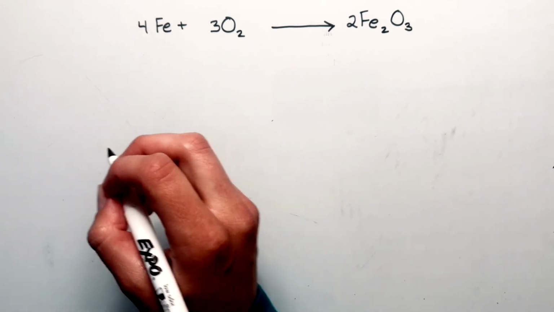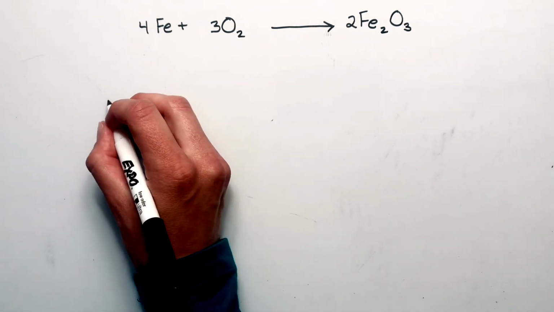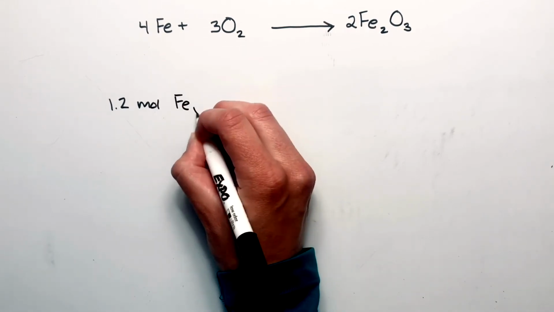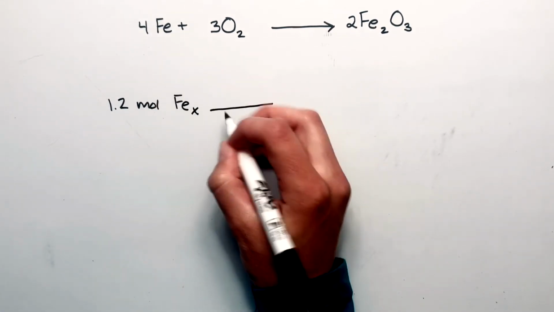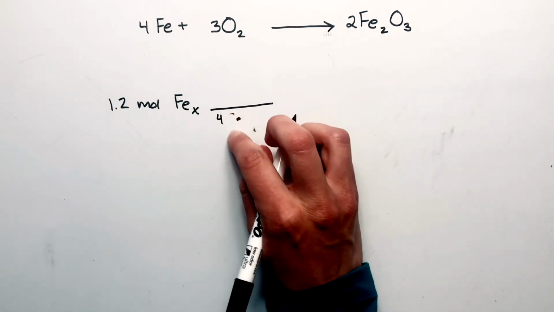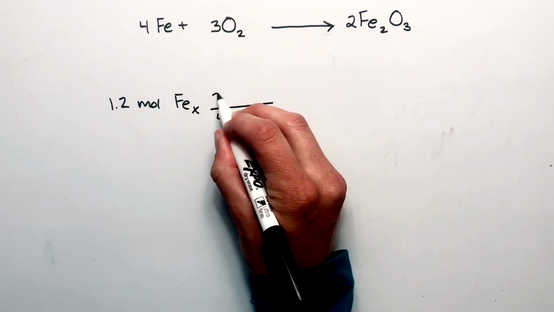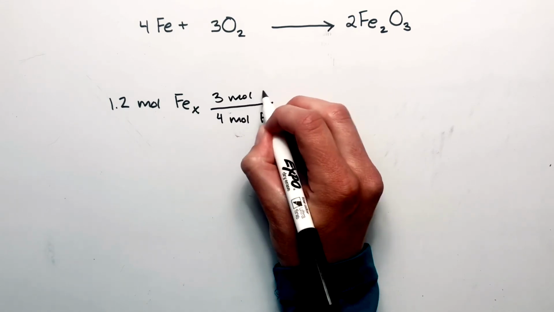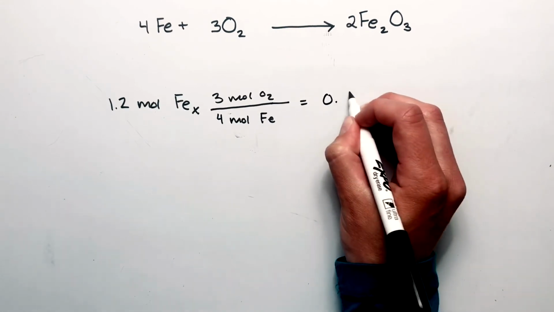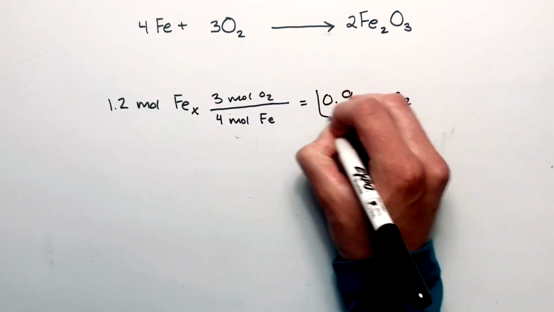We have 1.2 moles of iron. Okay, how many moles of oxygen are going to react with that? So let's see, 1.2 moles of iron. Well, looking right here, we know that 4 moles of iron react with 3 moles of oxygen up here. All right, when you do the math, that equals 0.9 moles of O2, and that is your answer.